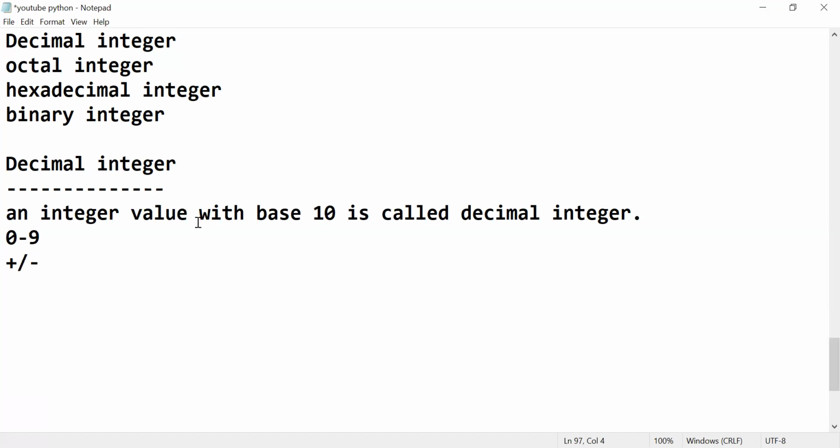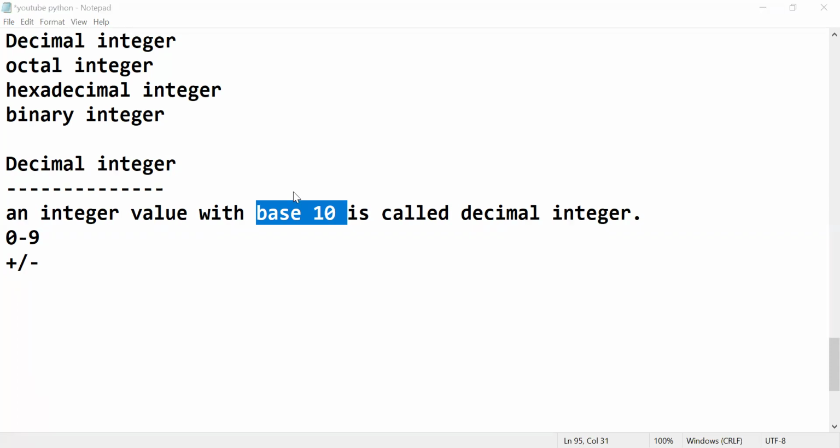An integer value with base 10 is called a decimal integer. The decimal integer can be created from 0 to 9 digits. Apart from 0 to 9, if we mention another number, we cannot create a decimal integer. And it is prefixed with plus or minus, guys. Now I will explain what is base 10 with one example. Please spare some time and listen carefully.